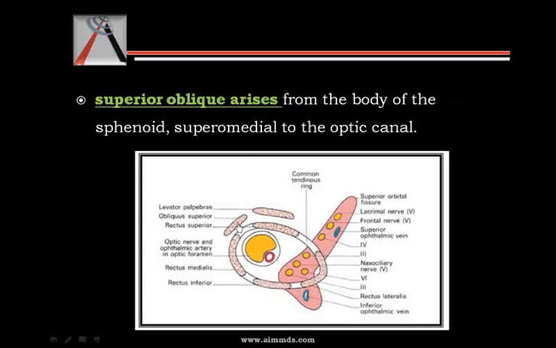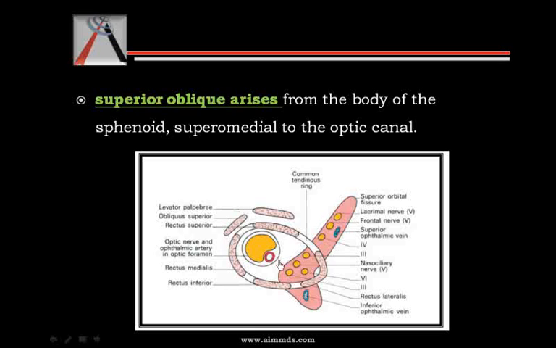This superior oblique muscle arises from the body of the sphenoid and its position is superior-medial to the optic canal. We can see the origin of the superior oblique muscle over here. That is a little bit superior-medial to the optic canal. So superior oblique does not arise from the tendinous ring.